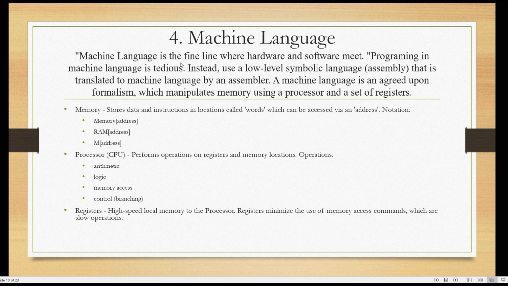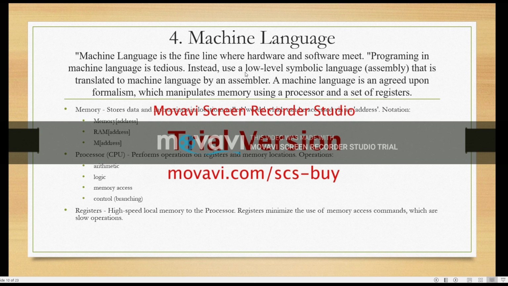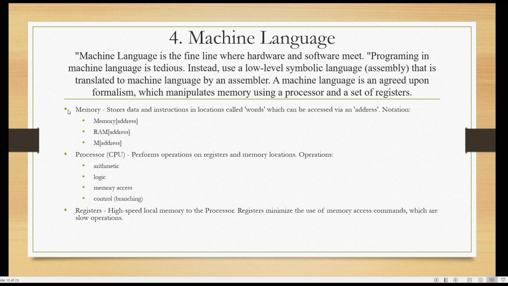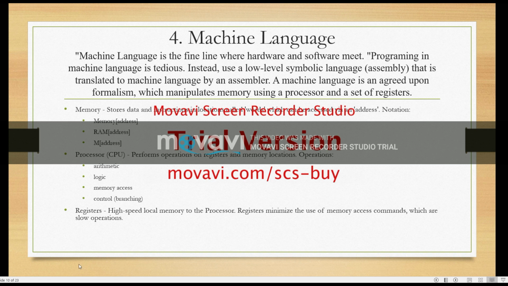Machine language. Machine language is a fine line where hardware and software meet. Programming in machine language is tedious. Instead, we use a low-level symbolic language that is translated to machine language by an assembler. Machine language is an agreed-upon formalization which manipulates memory using a processor and a set of registers. So here we have memory. In memory we have memory addresses; M is also an address. Then the processor, CPU, and registers. Registers are high-speed local memory for the processor.